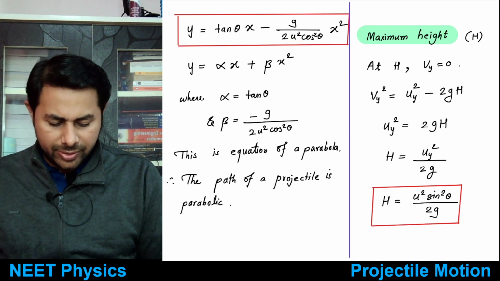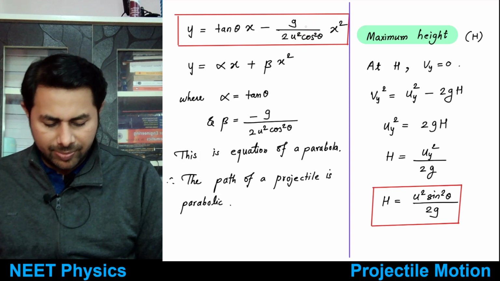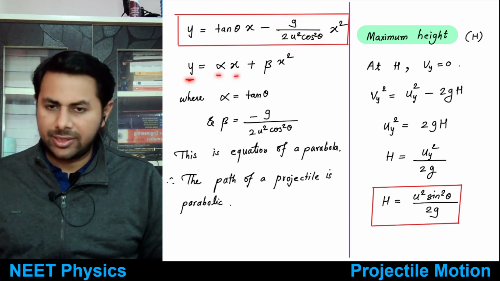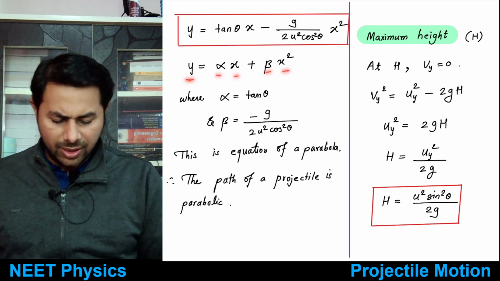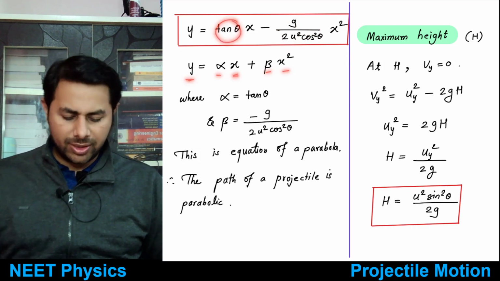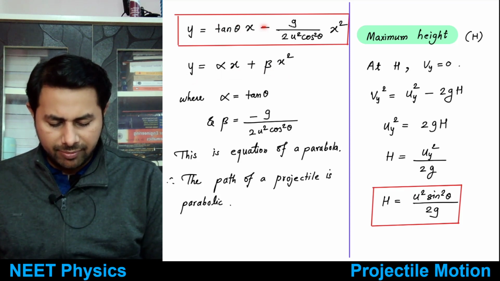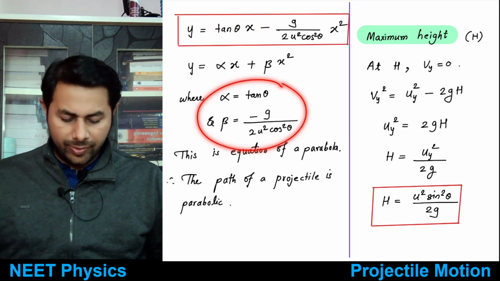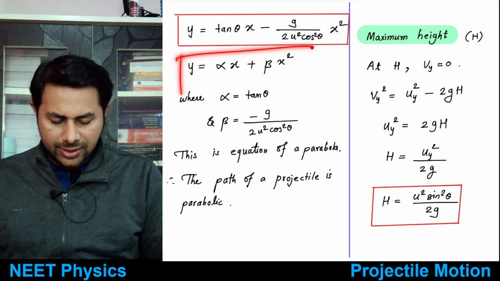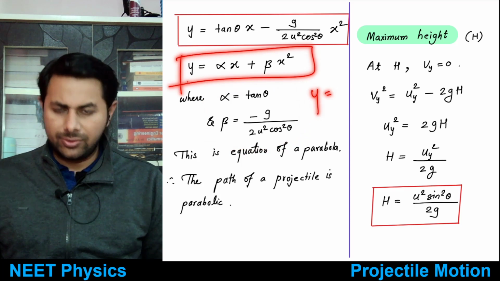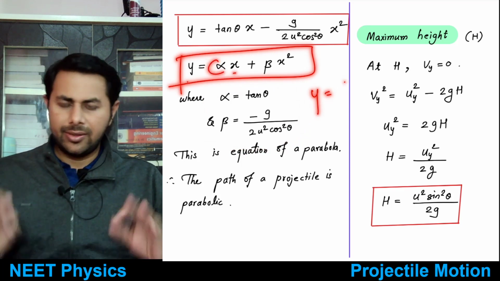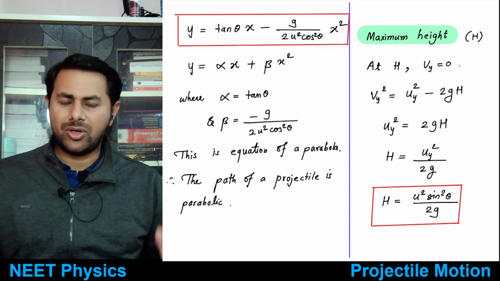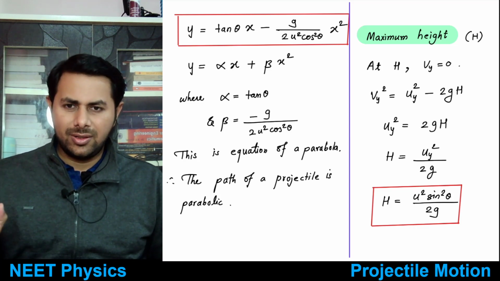So you can put some other constant beta in place of this thing. This whole thing is constant. So then you get y is equal to alpha times x plus beta times x square, where your alpha is tan of theta and your beta is minus g divided by 2u square cos square theta. Okay. Then if you look at this equation, you have y is equal to some constant times x plus some constant times x square, right?